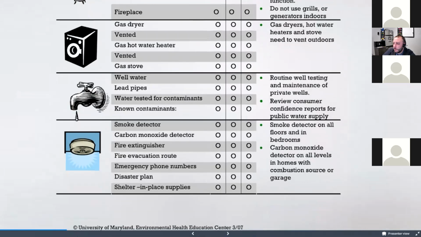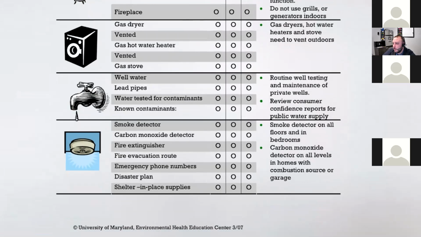And then as we go down, how are their heaters and their dryers being powered? Is it by gas? Is there a gas stove? Do we need to consider putting CO detectors in the house?